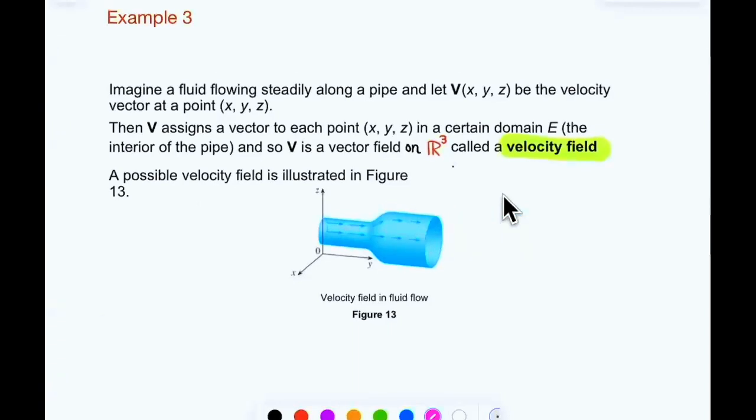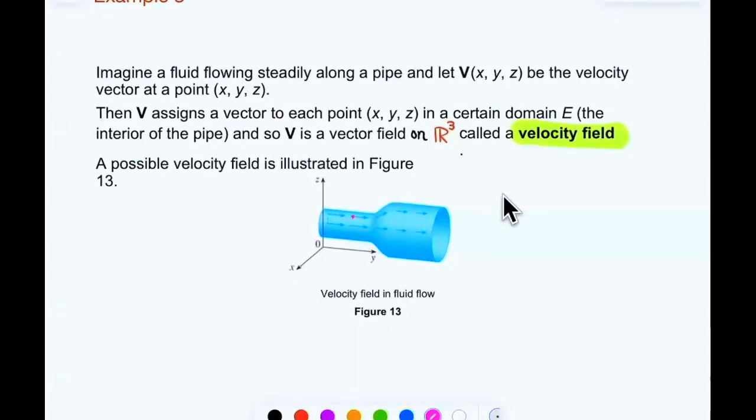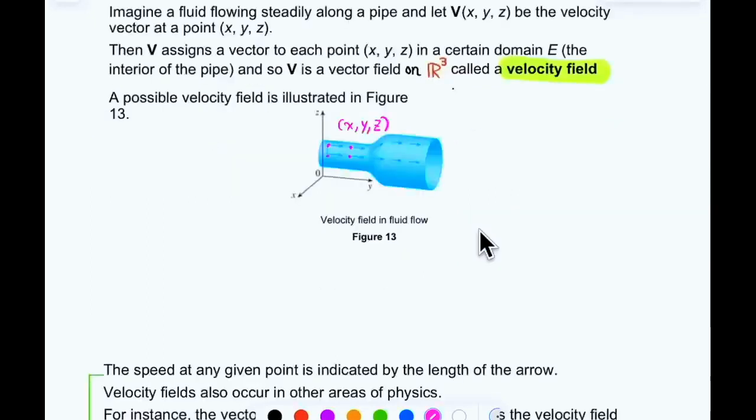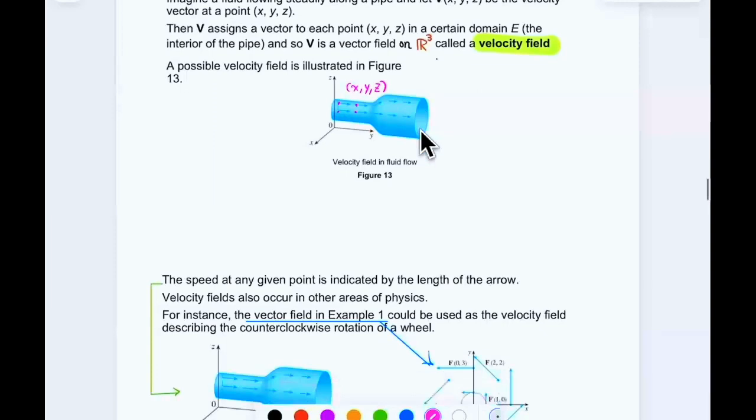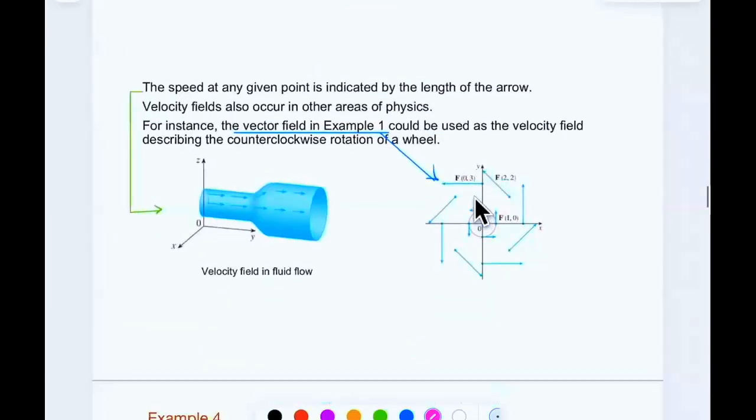Okay, so let's try to think about this. You have one over here, it's (x, y, z). Every point right here, (x, y, z), like that, you're going to associate a velocity vector. So each point has this velocity vector, the blue arrow there. And the speed at any given point is indicated by the length of the arrow. What do you observe here? It looks like along the middle is a constant speed. The length of the arrow is that. And then over here, it goes along the inside of the pipe, right? Okay, so describing the counterclockwise direction, velocity also occurs in other areas of physics.